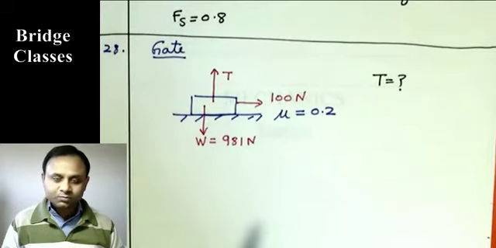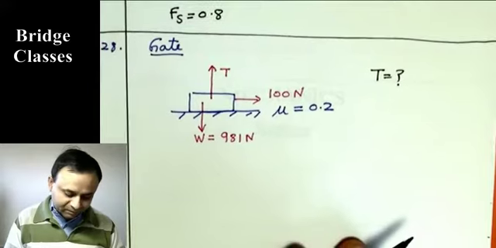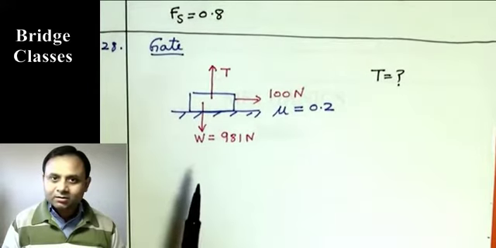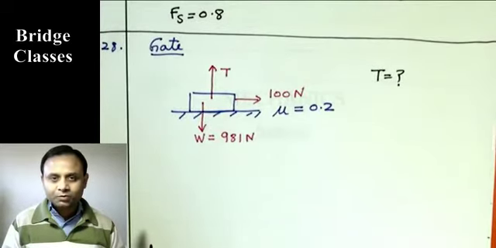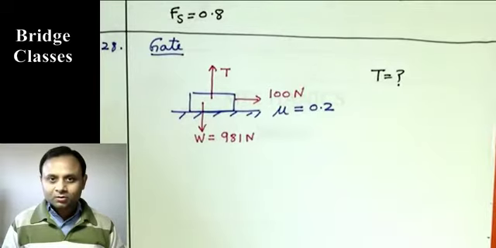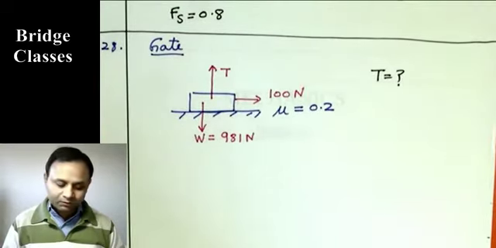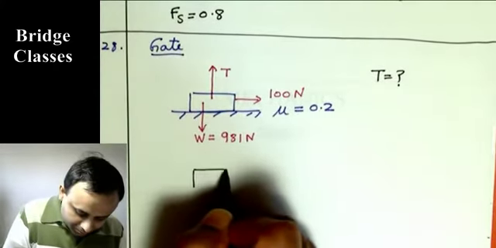So that the body just begins to move. It just begins to move, so that is again impending motion. So what is friction going to be? It is going to be mu s n. Its direction will be opposite to the direction of motion. See, there is no motion, so it will act in the direction opposite to the direction in which motion would happen if there were no friction.